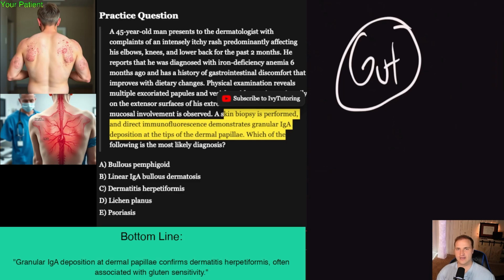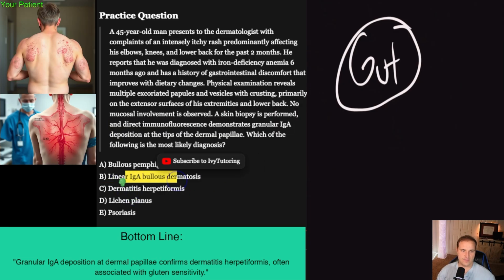That's going to be the signature finding of Dermatitis Herpetiformis. That's the skin manifestation of celiac disease. And so we just pick Dermatitis Herpetiformis and we move on. The answer is C.